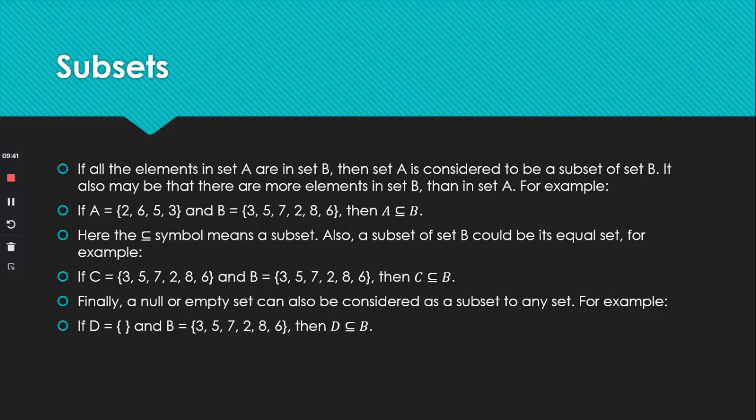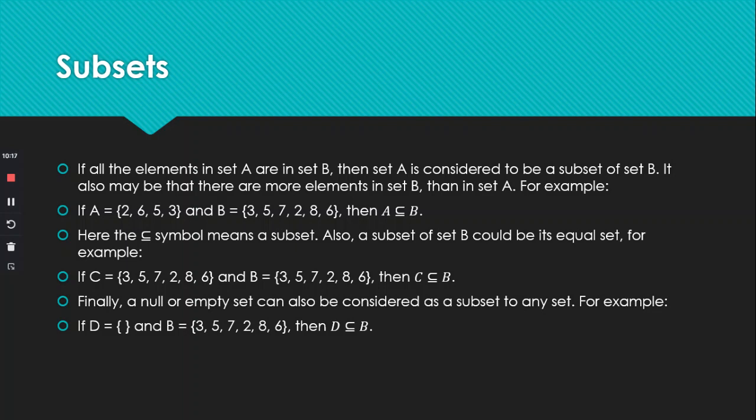Meanwhile, we have subsets. If all the elements in set A are in set B, then set A is considered to be a subset of set B. It also may be that there are more elements in set B than in set A. For example, if A is equal to 2, 6, 5, 3 and B is equal to 3, 5, 7, 2, 8, 6, then A is a subset of B. Here's a C with a dash, and it means a subset of.